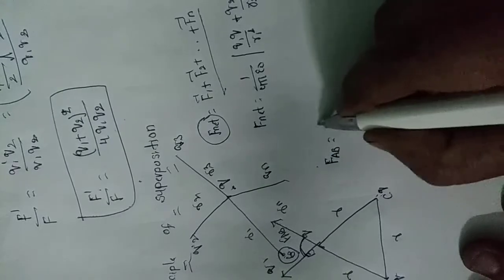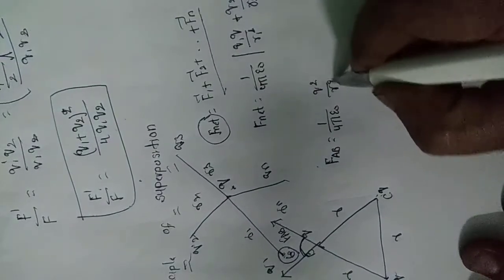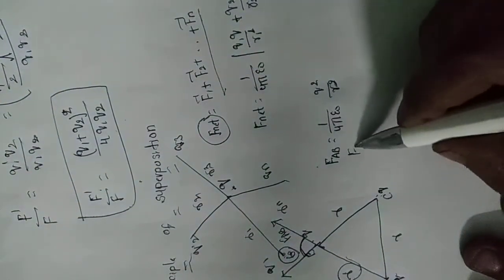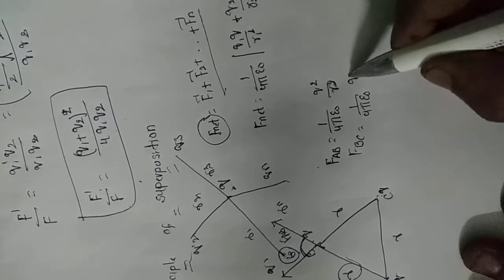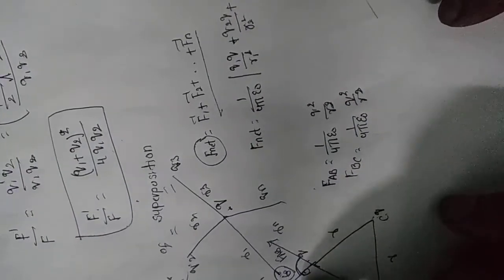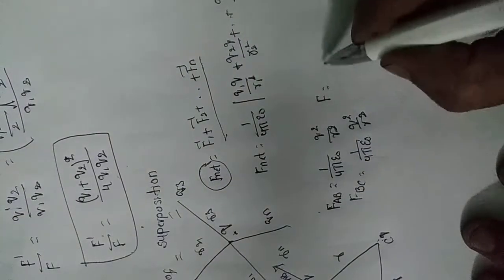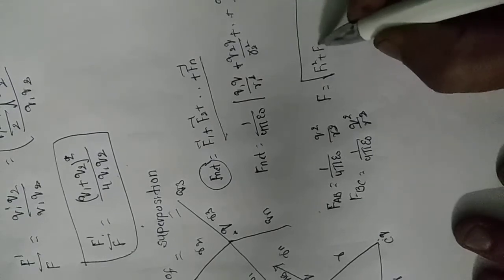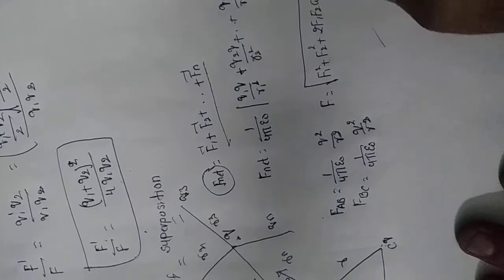FAB is equal to 1 by 4 pi epsilon naught Q square by R square. AB, Q and Q, distance is R. FBC is also the same now, 1 by 4 pi epsilon naught Q square by R square. What they are asking, net force, means resultant force. Both are acting at an angle, so we should apply the resultant formula. What is that formula? F is equal to root of F1 square plus F2 square plus 2 F1 F2 cos theta.